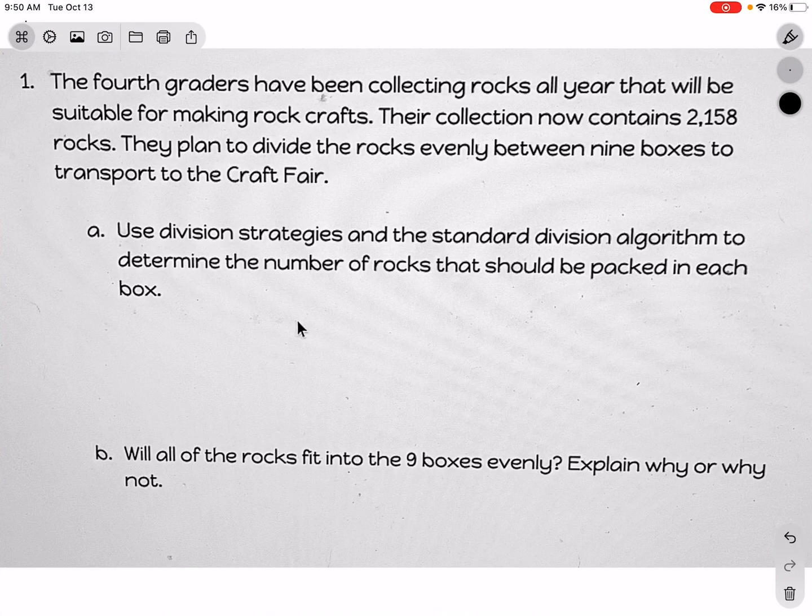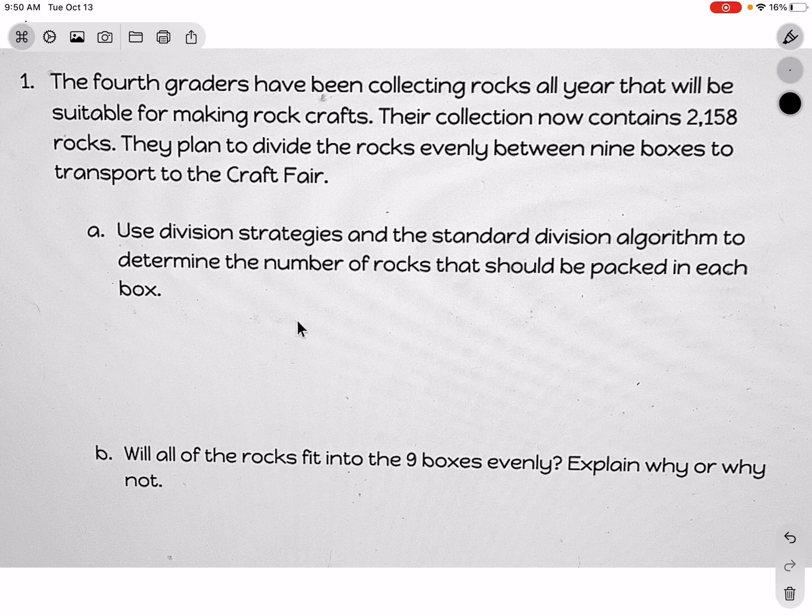Hello friends, it's Mr. Williams, and we're going to do this last problem that we have on this performance assessment before you guys take your unit test tomorrow. The fourth graders, it's the same kind of questions that we've been going along with the last couple days.